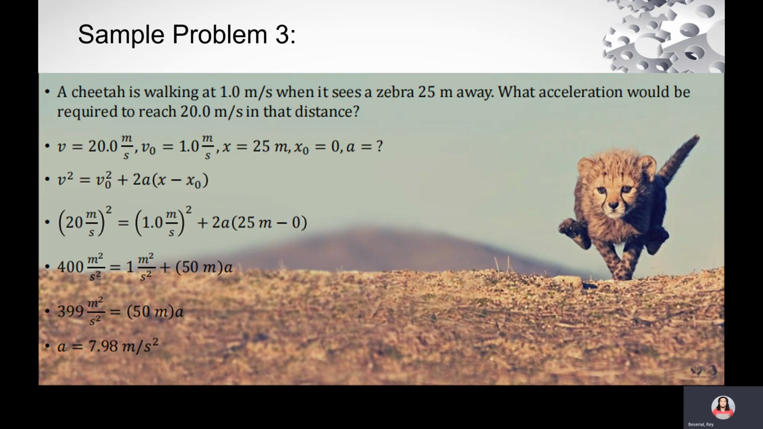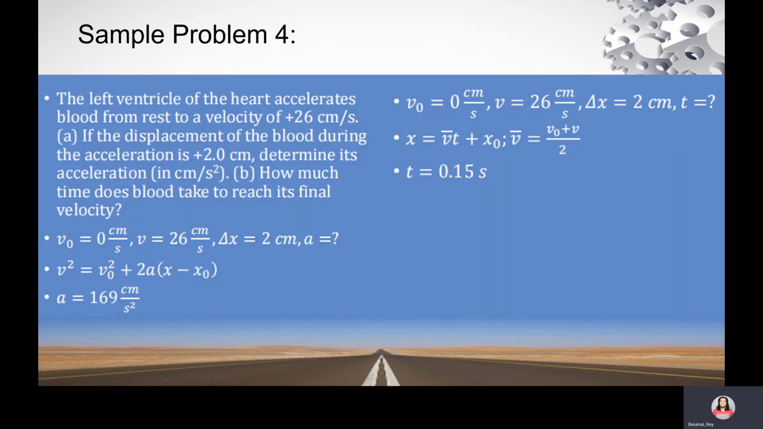Okay? So, next problem tayo. Problem number 4. The left ventricle of the heart accelerates blood from rest to a velocity of positive 26 centimeter per second. If the displacement of the blood during the acceleration is positive 2.0 centimeter, determine its acceleration in centimeter per second squared.